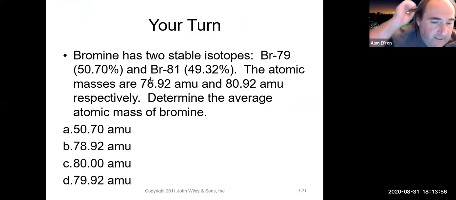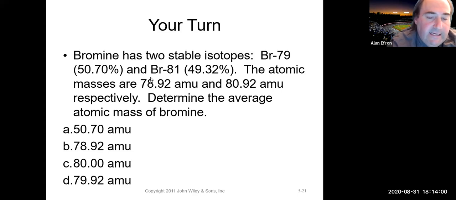So why don't you try one here? We have two isotopes of bromine, bromine 79 and bromine 81, 50.7% and 49.32%. The atomic masses of each of those, 78.92 for bromine 79 and 80.92 for bromine 81. What is the average atomic mass here? And I'm assuming the right answer hopefully should be there. So take a minute or two and see which one you come up with, and then we'll talk about it.